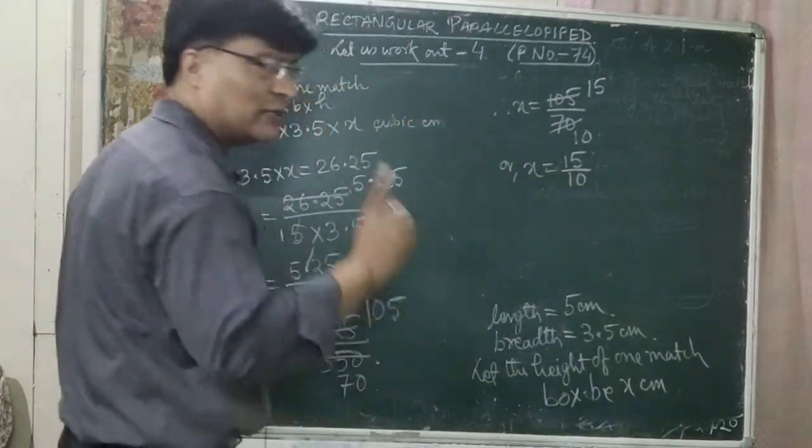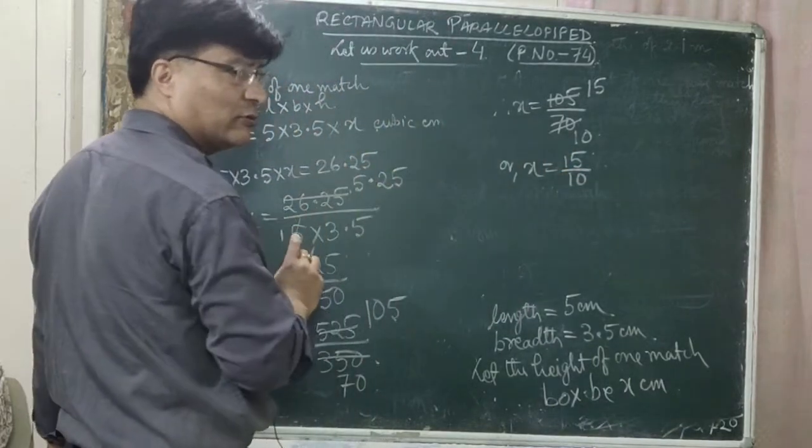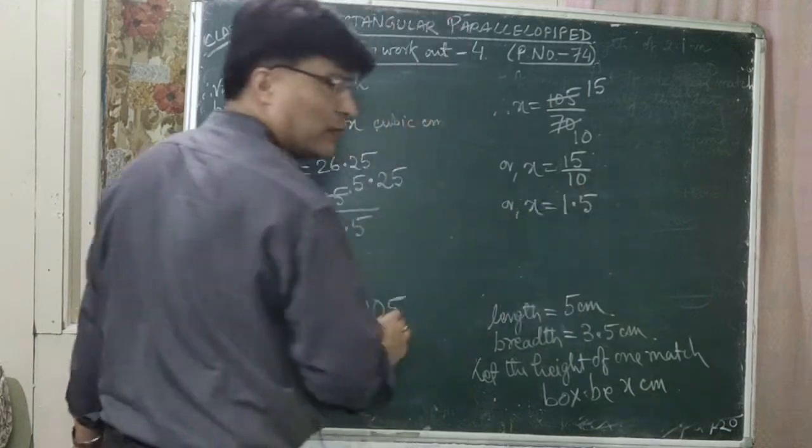After 1, how many zeros are there? There is only 1 zero. So you can write here x is equal to 1.5.